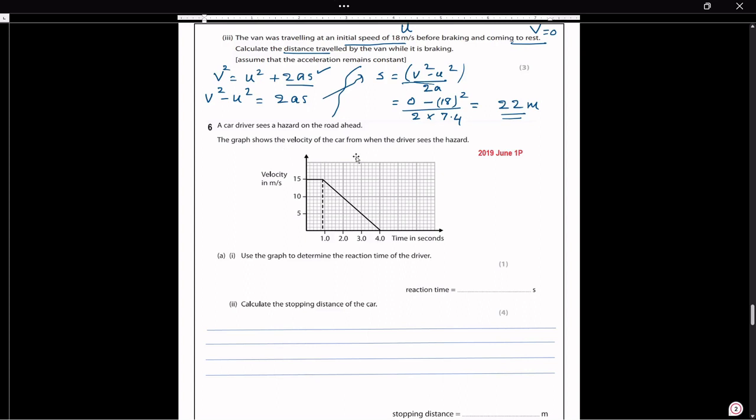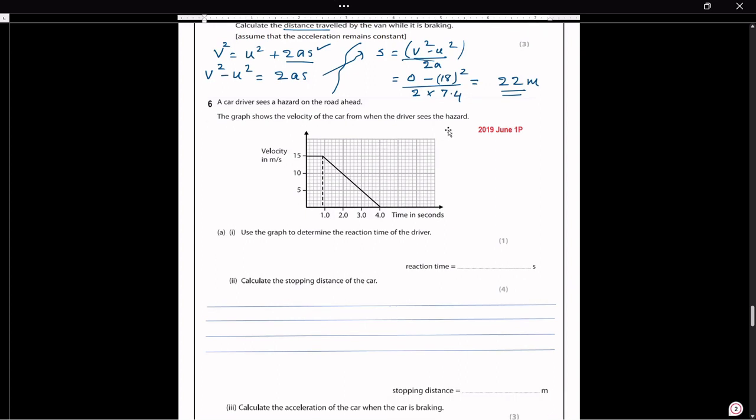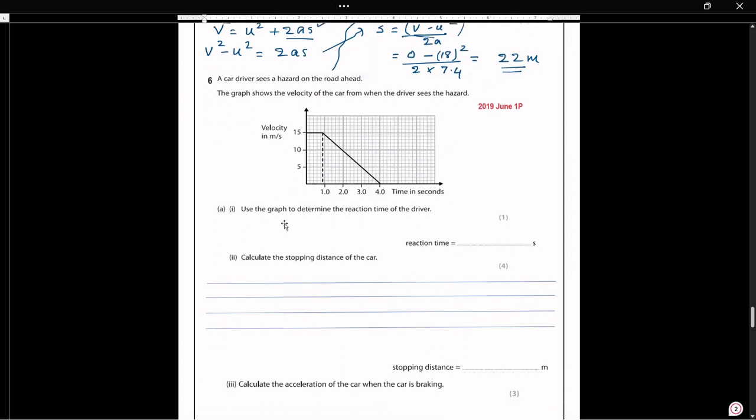The graph shows the velocity of the car from when the driver sees the hazard. Use the graph to determine the reaction time of the driver. The reaction time of the driver is the thinking time before he applies the brake. Before the action, braking, starts, it is the reaction time.